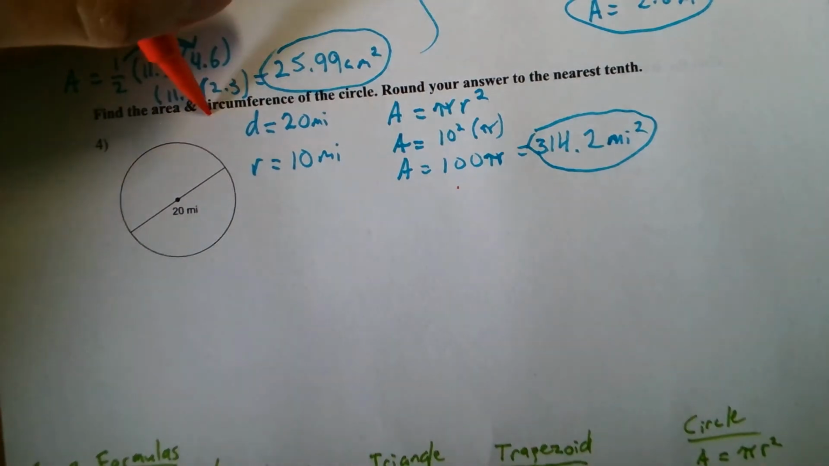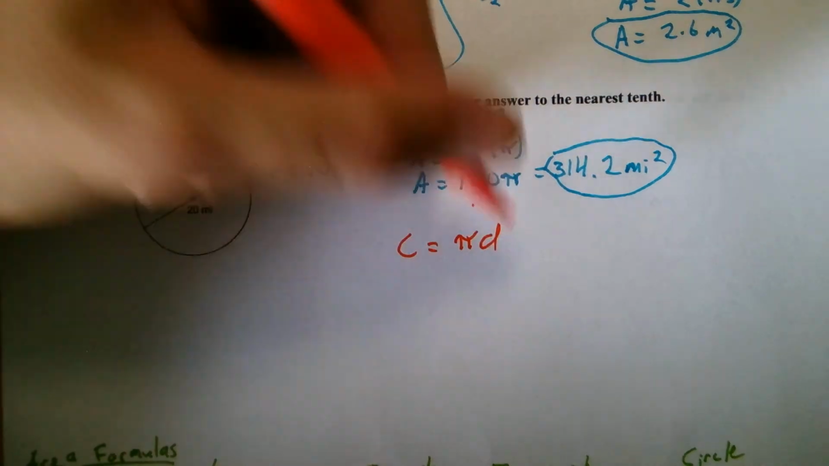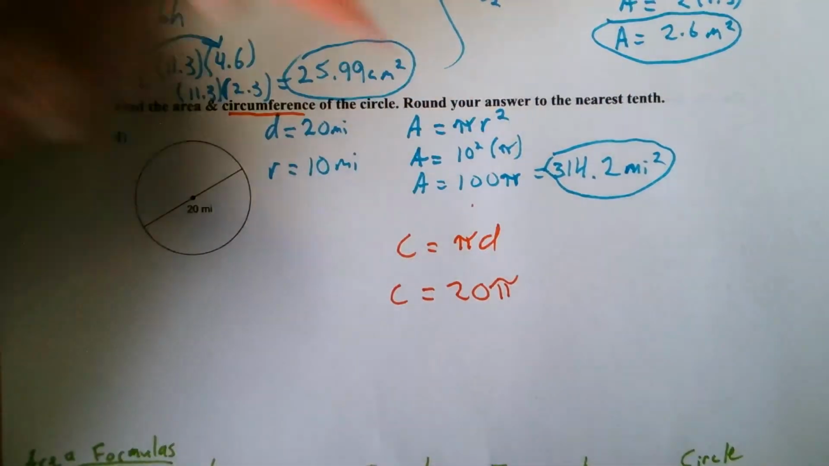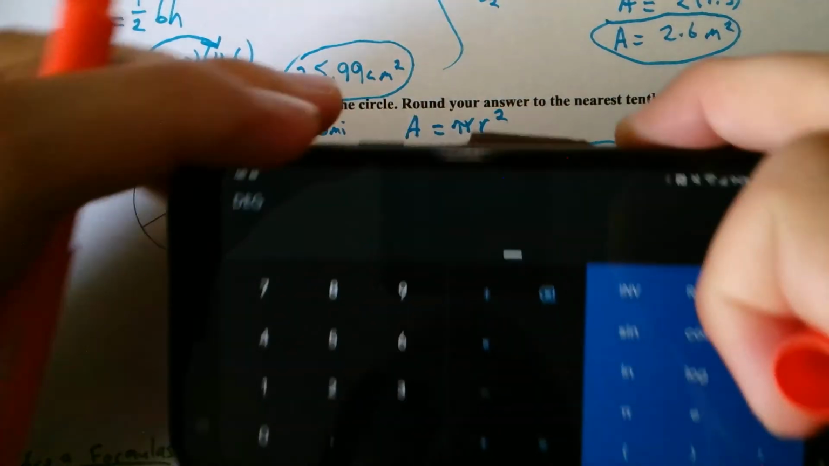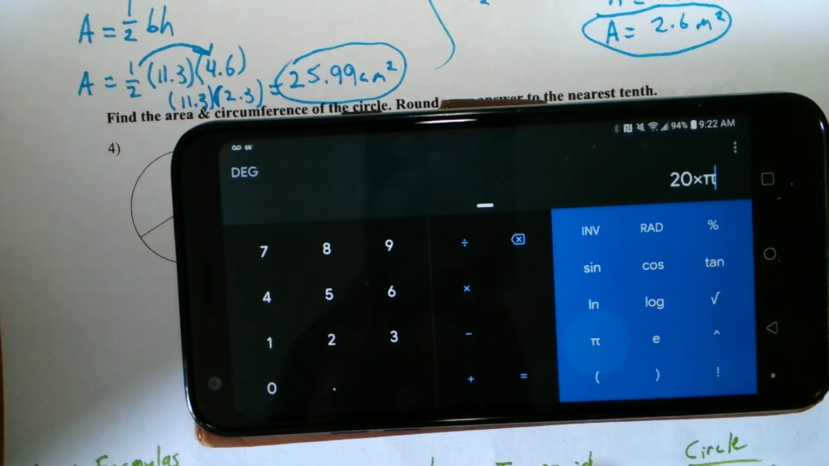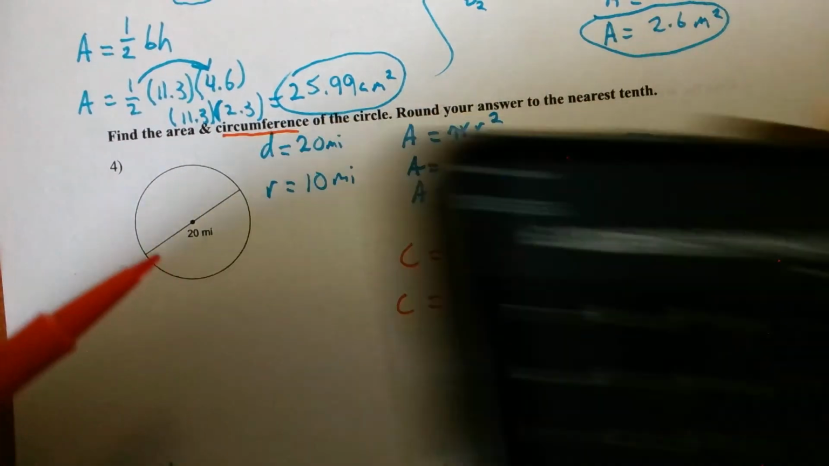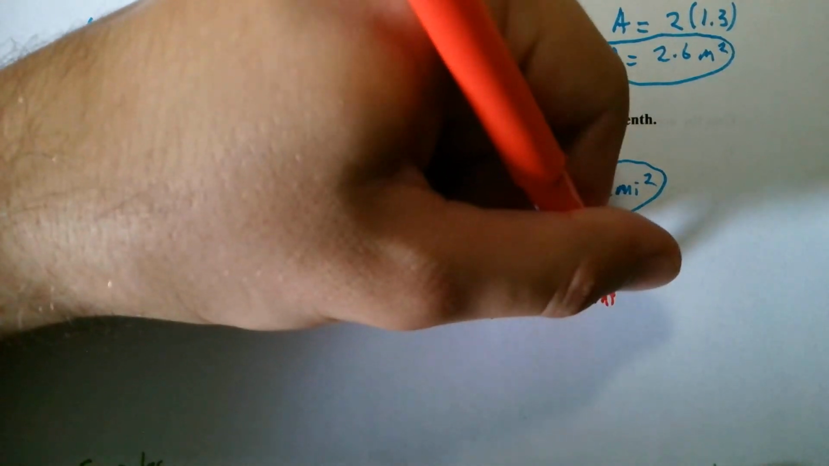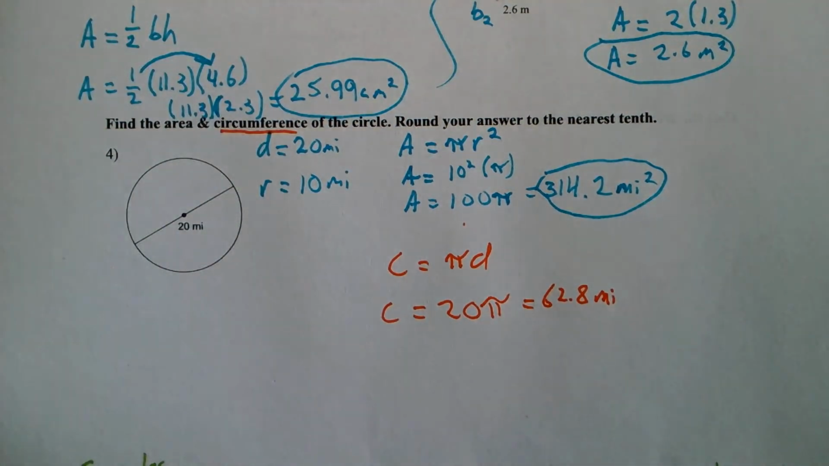So next we need the circumference of the circle. And that formula is pi times diameter. We already have the diameter is 20, so that's 20 pi. Again, in my calculator, I'm going to take 20 times pi button equals 62.83. We can go ahead and round that to just 62.8. And then circumference is the distance around, so that would just be measured in regular old miles.